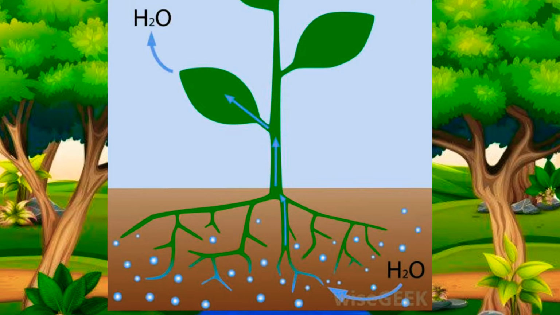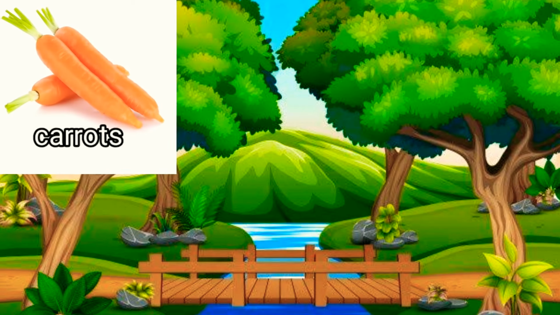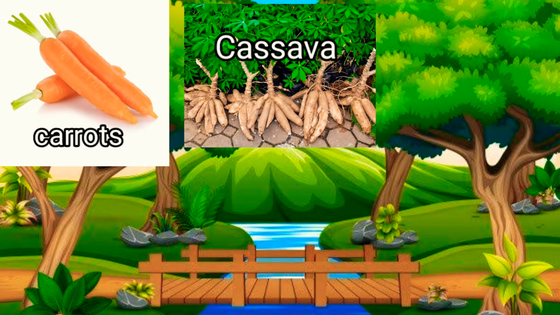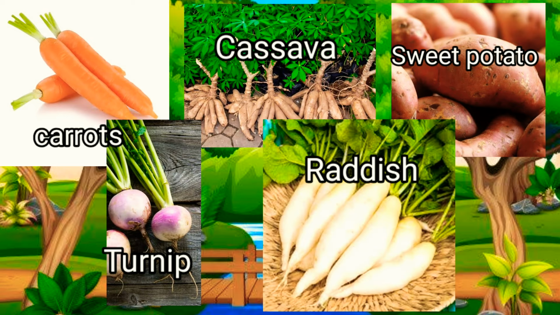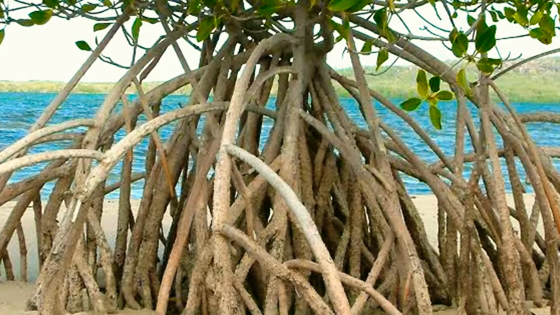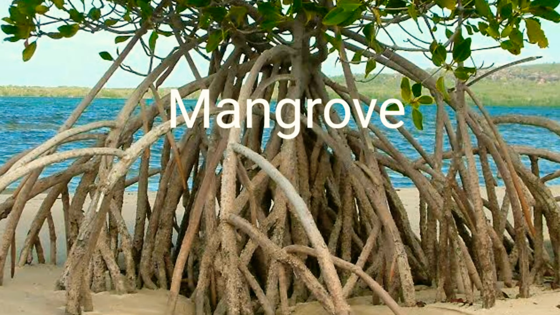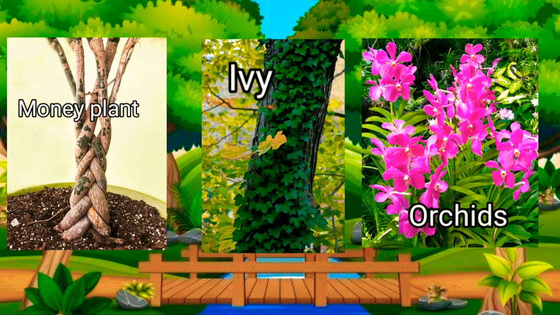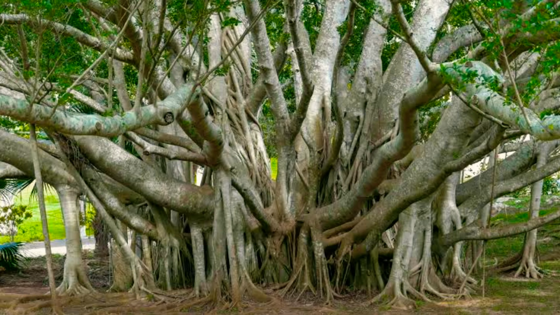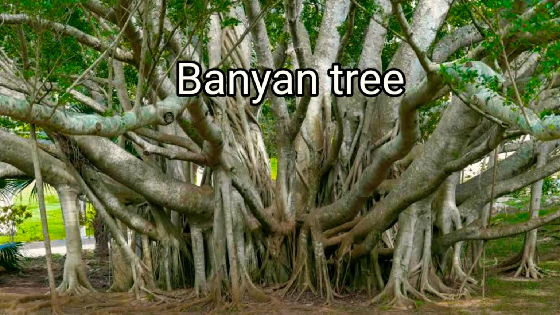Roots can be used for storing food such as carrot, cassava, sweet potato, turnip, and radish plants. Roots of the mangrove tree are used for breathing. Roots of the many plants, ivy, and orchid are used for clasping other trees. Roots of the banyan tree, called prop roots, are used for holding the trunk more firmly to the ground.